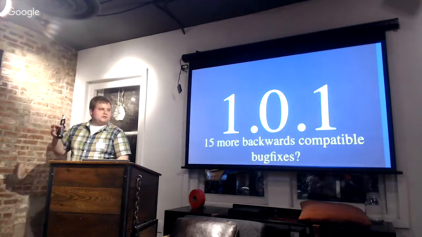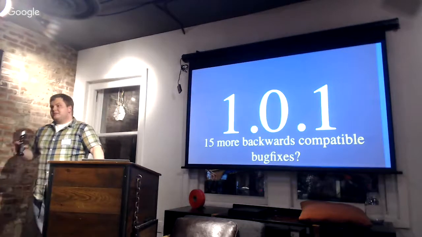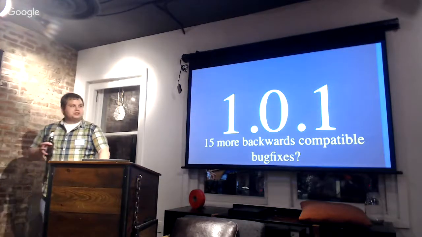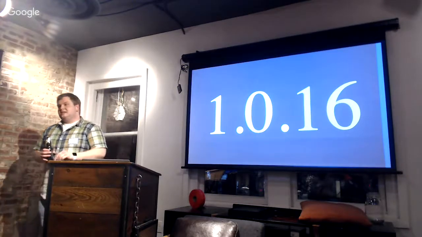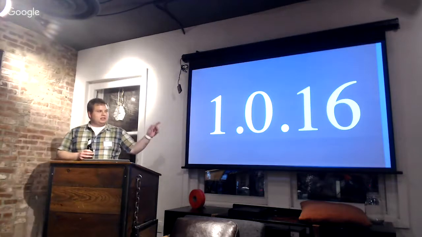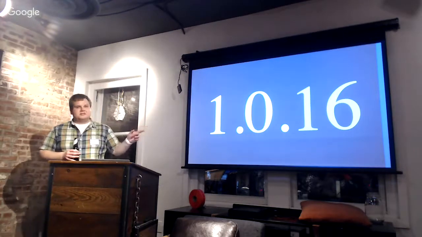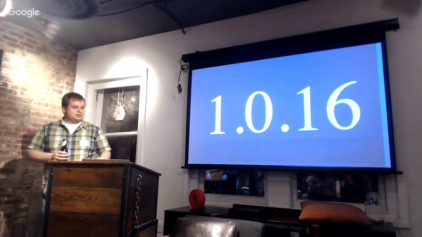Now, what would happen if you're going to make 15 more backwards compatible bug fixes? That's going to go to 1.0.16. So it's not based on a decimal, base 10 system. You can literally have any number of versions inside of each one of those major, minor, or patch.